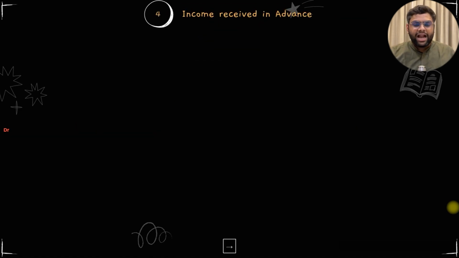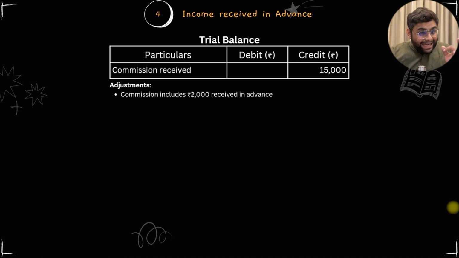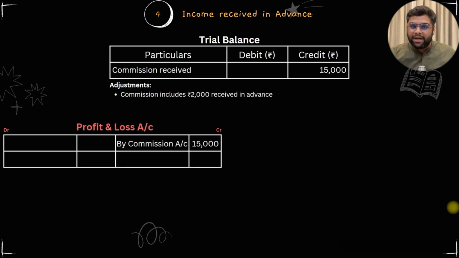Number 4, the trial balance gives you commission received income of 15,000 and the adjustment states that commission includes 2,000 received in advance. Now, commission received is an income. Therefore, in the profit and loss account on the credit side, you will write by commission 15,000. Now, this 15,000 includes 2,000 that you have received in advance, meaning you have received this money before completing the work. Therefore, it has to be subtracted because it is not relating to this year. Minus advance 2,000. Therefore, the total income for the year will be 13,000.